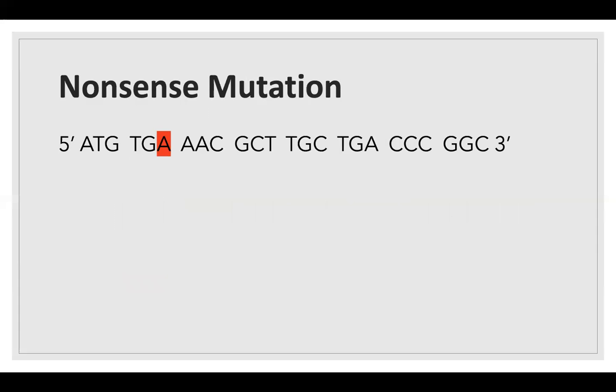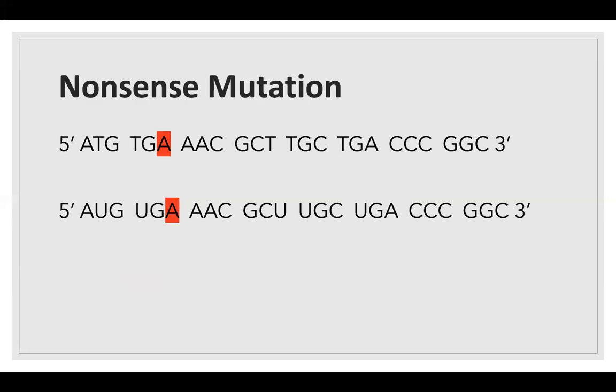Next, I will discuss a nonsense mutation. In this case, a guanine was substituted for adenine. This was a transition mutation because the adenine did not transcribe into anything else, which leads to the stop codon.